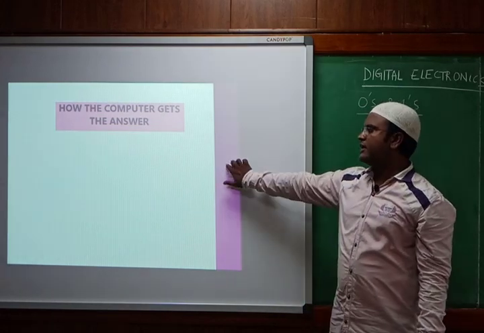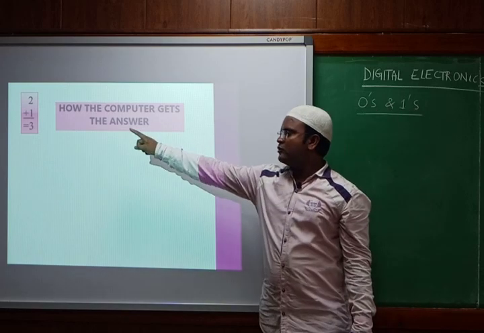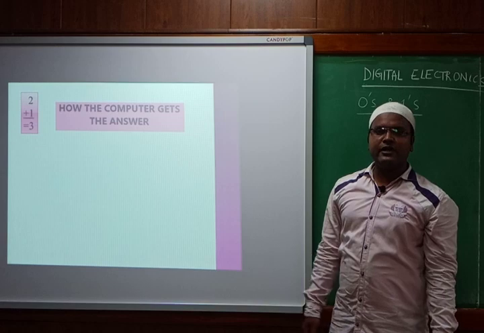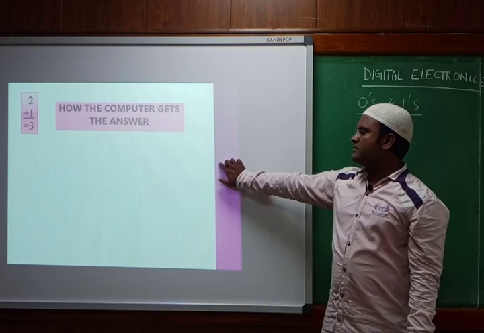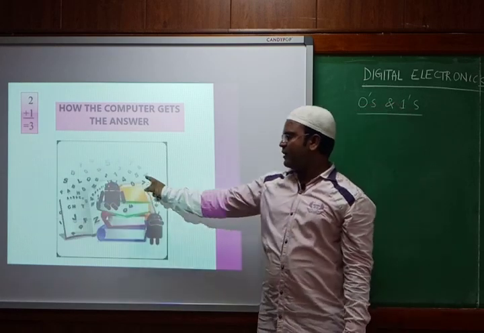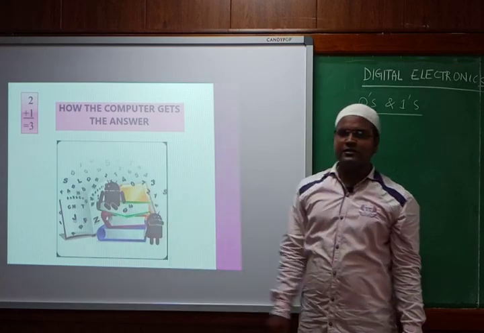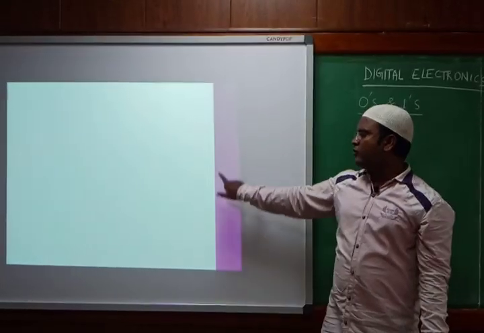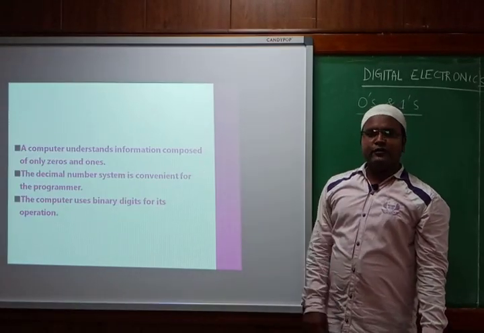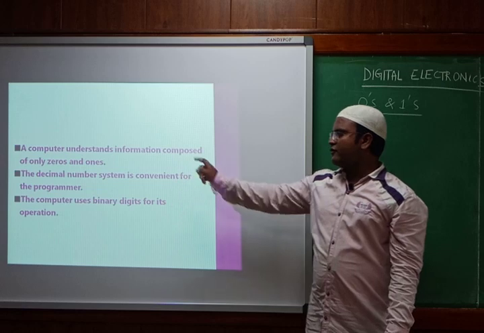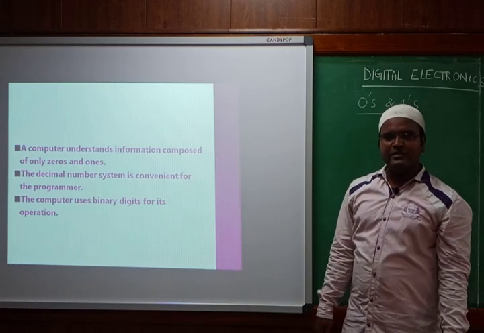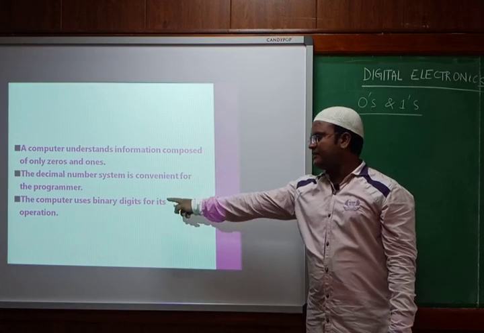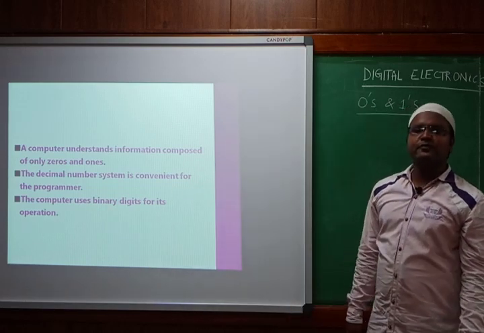So the first question is: how does the computer get the answer? Suppose I am giving the question 2 plus 1. I am getting the answer as 3, but how can the computer convert it into 3? Whatever contents we are giving, either zeros and ones or any numbers, how does it get the answer? For that we need to understand the computer. A computer understands information comprising zeros and ones. It will convert it into its specific decimal number. Then it has the binary digits for the programmers.